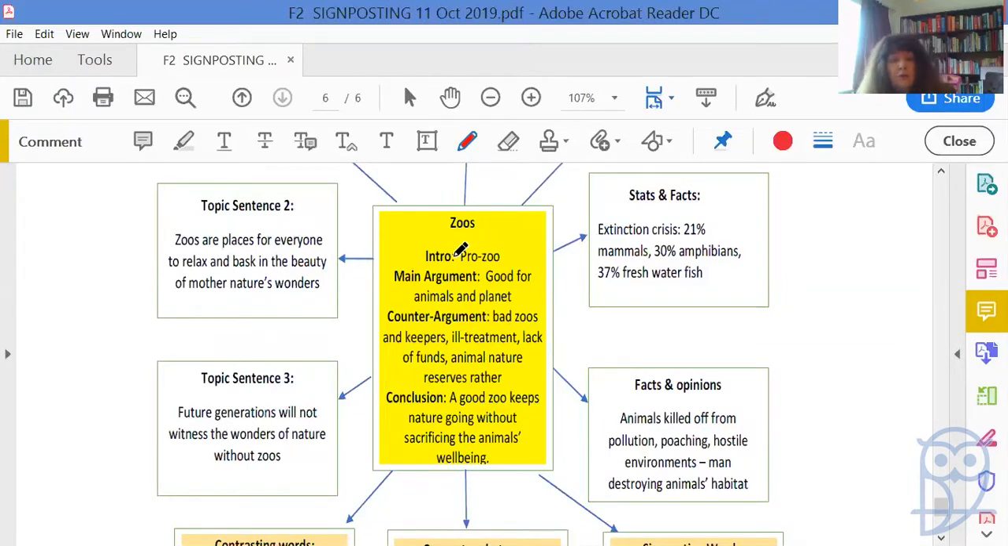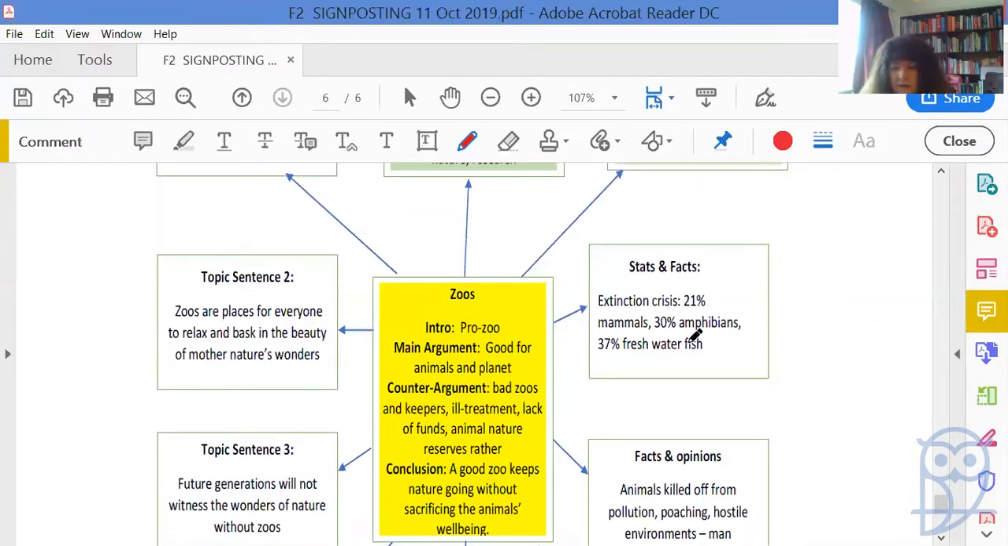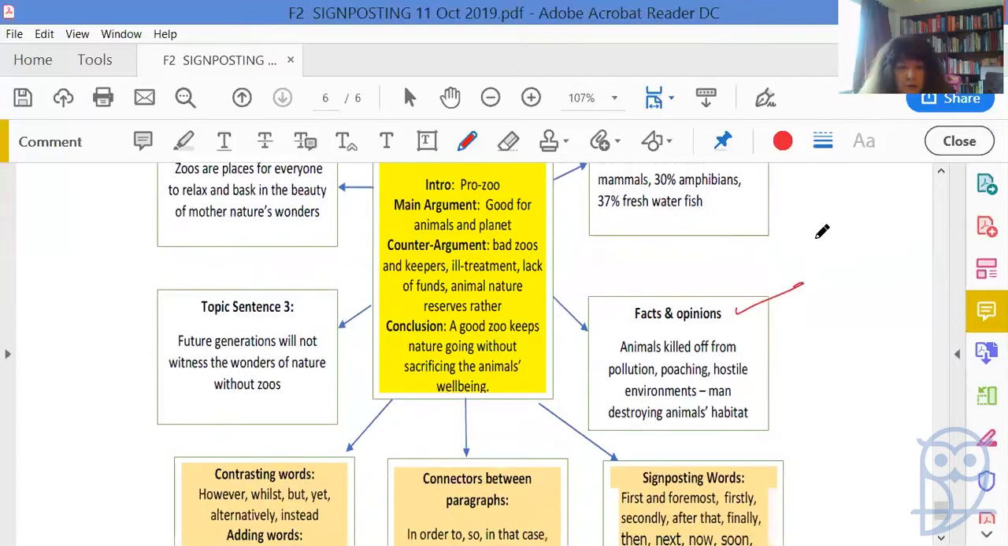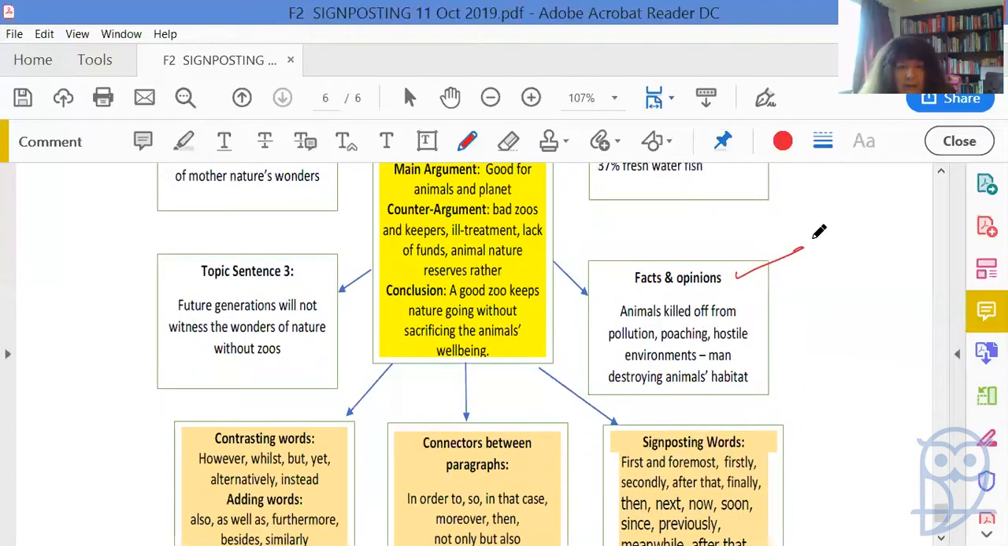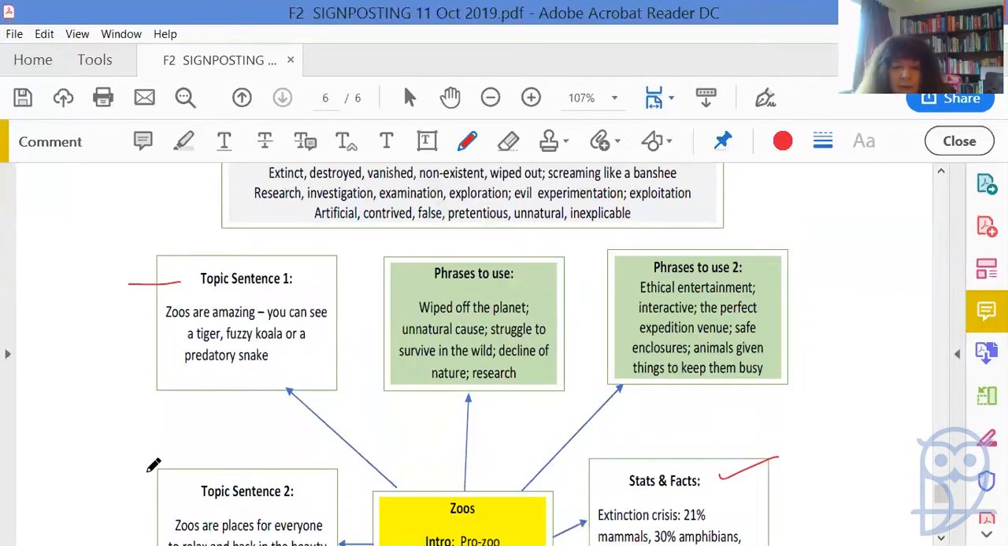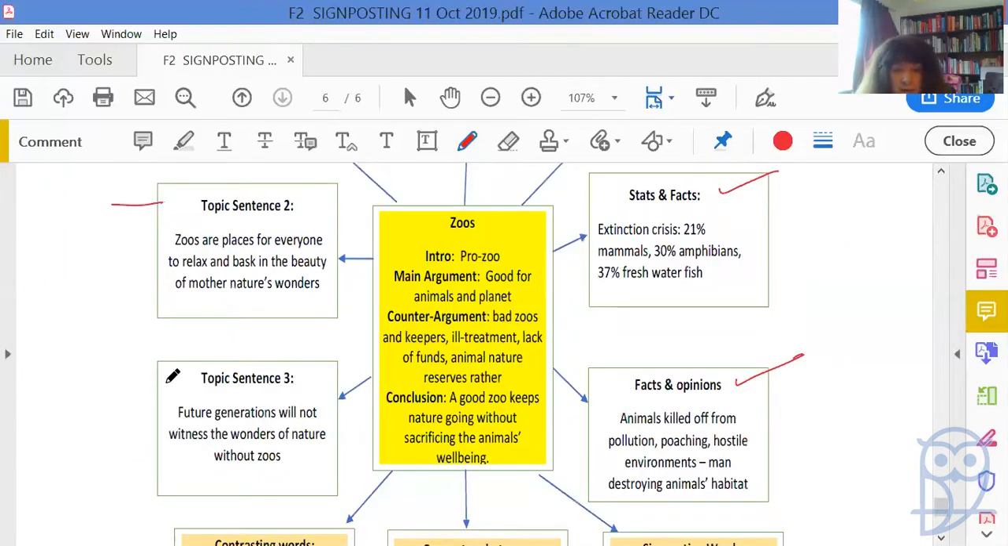Is the introduction, are you going to be pro or anti? What's your main argument going to be? What's your counter argument going to be? What's your conclusion? You're writing some notes on that, okay? You're going to do some research. You're going to find out some stats and facts, statistics and facts. You're also going to look up some facts and opinions, okay? Because if there's an opinion there, you can give the same opinion or a contrary one, a counter opinion. You're also going to be writing your topic sentences for each of your paragraphs, paragraph 1, paragraph 2, paragraph 3.